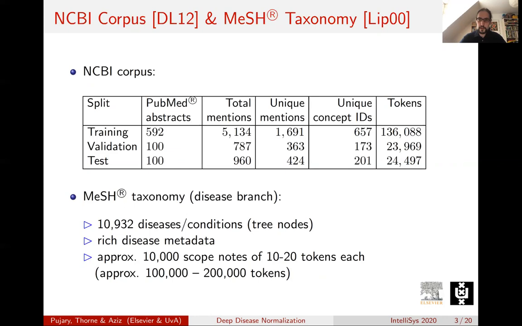The MeSH taxonomy, as I said, is a taxonomy. It's very large. It doesn't cover only diseases. We consider only its disease branch, which covers around 8,000 clinical diseases and conditions, which are the nodes of this tree. It asserts quite a number of pieces of information, so rich disease metadata for each such concept, and it also provides a gloss or definition of the concept in the form of a short text of 10, 20 tokens.